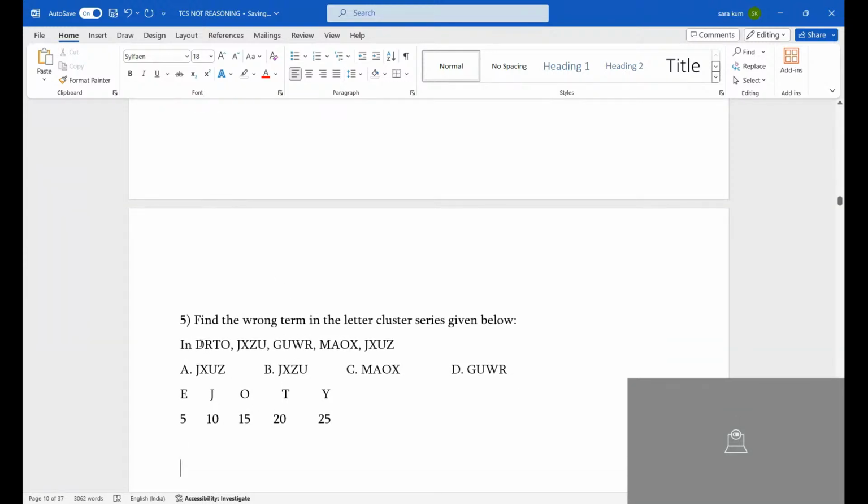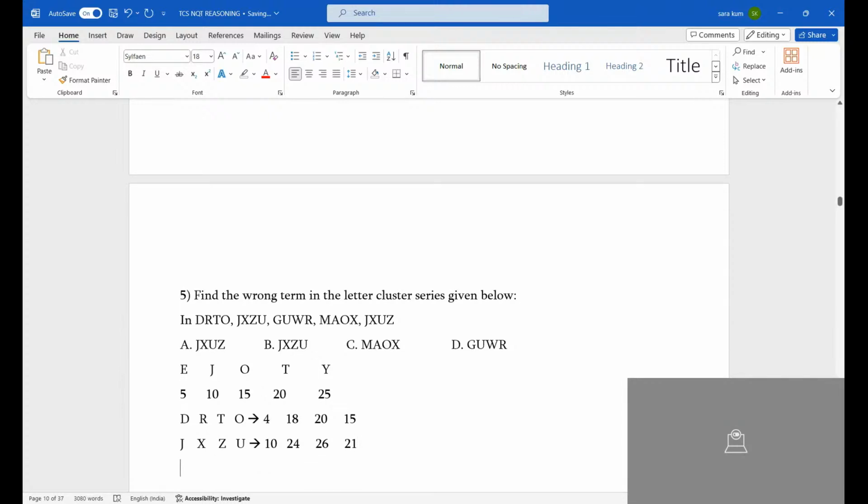Anyway, DRTO. First, let's look at the first one. It is DRTO. What is the number for D? The number for D is 4. The number for R is 18. The number for T is 20. And the number for O is 15. Now, what is the next set of letters? J, X, Z, U. J is 10, X is 24, Z is 26, U is 21.